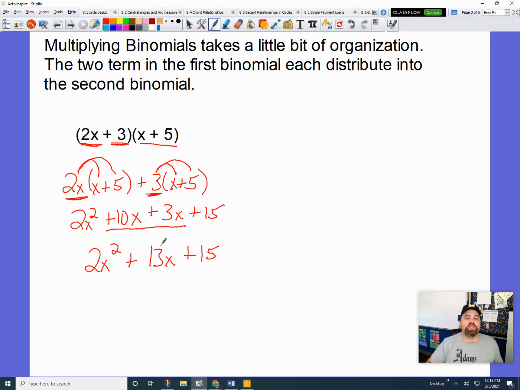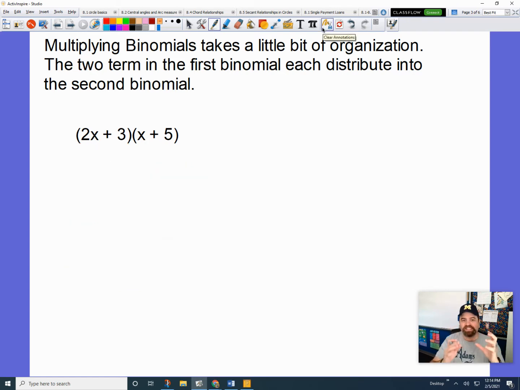Most of these, you will wind up with a quadratic trinomial at the end for your answer. Not all of them, but most of them. Keep in mind that you're doing that double distribution. Now, realistically, how I do these, I don't do it that way. I want you guys to see that's what's happening.